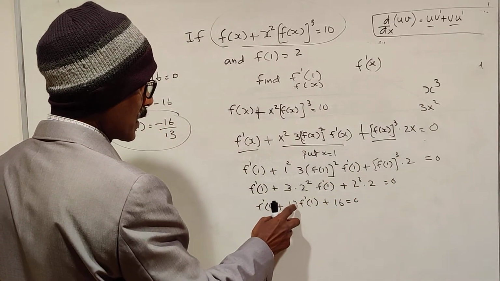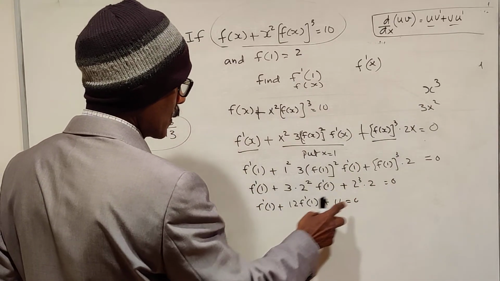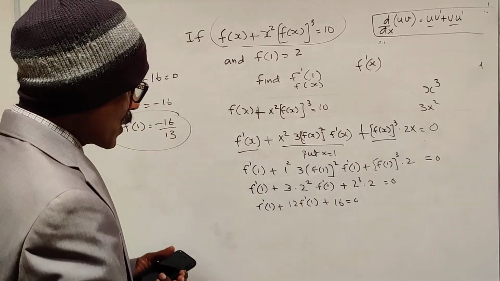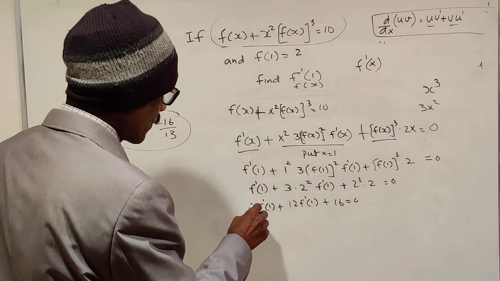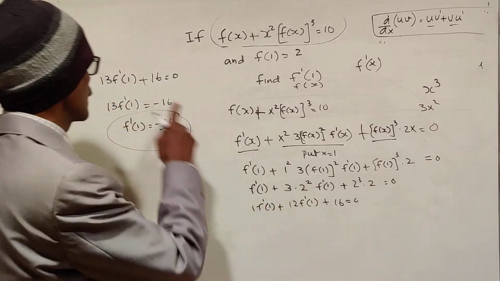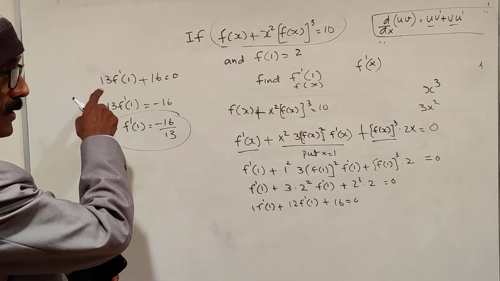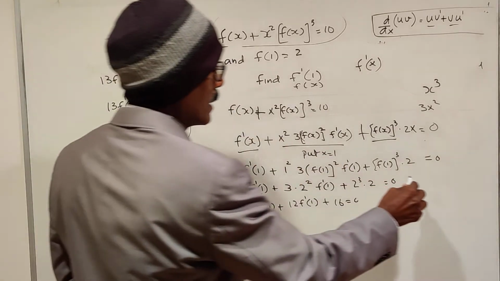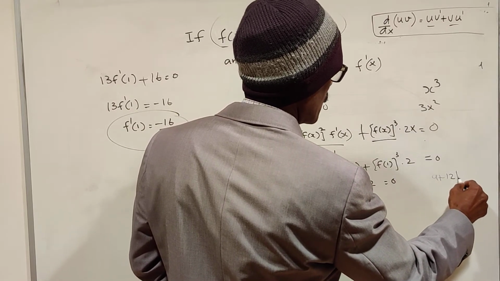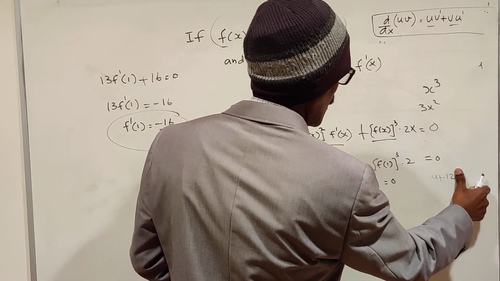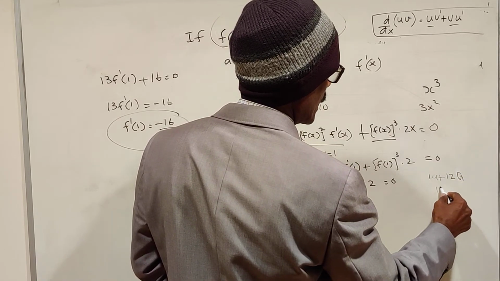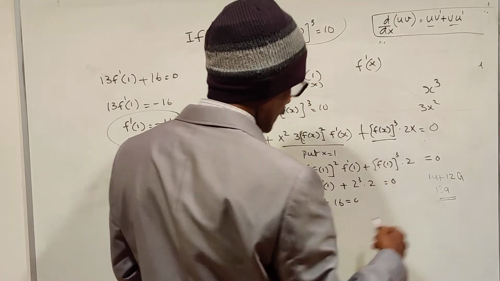12 f dash 1 plus 16 equals 0. What is f dash 1 plus 12 f dash 1? 1 f dash 1 plus 12 f dash 1 is 13 f dash 1. You understand? It is like a plus 12a, which is 13a. Same thing.